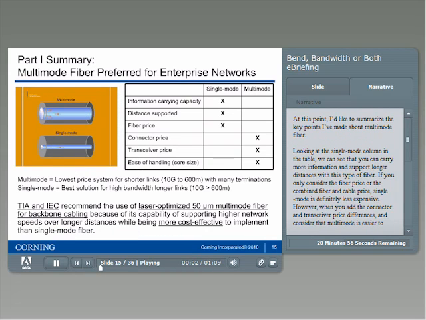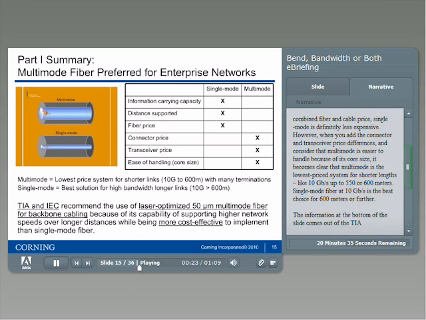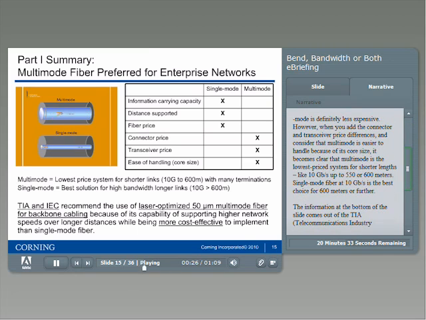At this point, I'd like to summarize the key points I've made about multimode fiber. Looking at the single mode column in the table, we can see that you can carry more information and support longer distances with this type of fiber. If you only consider the fiber price or the combined fiber and cable price, single mode is definitely less expensive. However, when you add the connector and transceiver price differences and consider that multimode is easier to handle because of its core size, it becomes clear that multimode is the lowest price system for shorter lengths, like 10 gigabit per second up to 550 or 600 meters. Single mode fiber at 10 gigabit per second is the best choice for 600 meters or further.